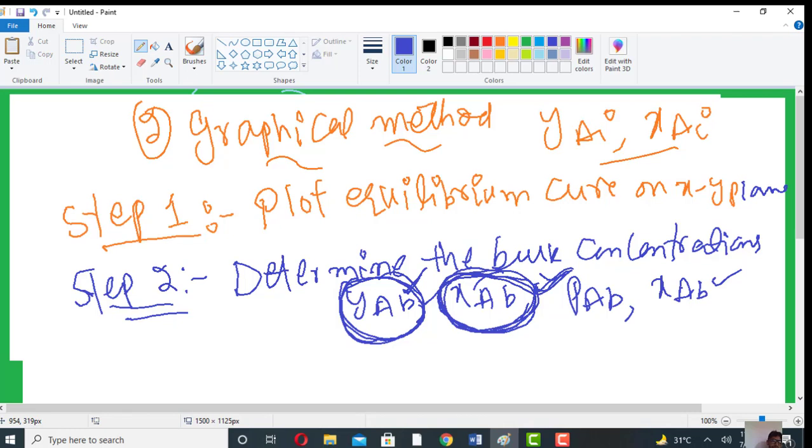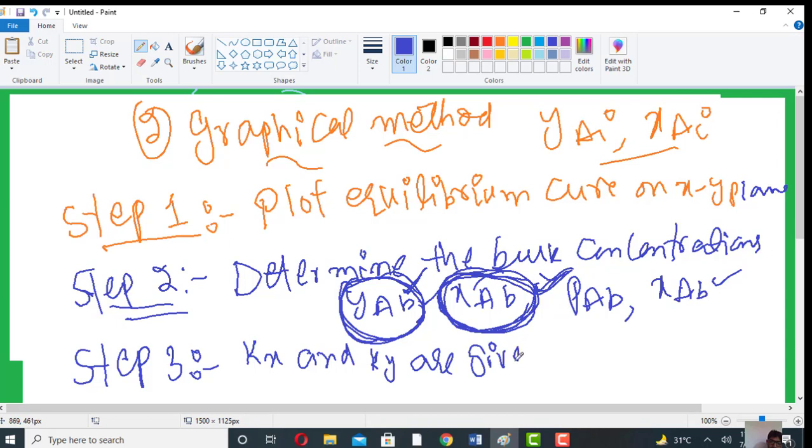Now the third step, step number 3. The kx and ky values are usually given to us. The kx is the mass transfer coefficient on the liquid phase basis. This is the mass transfer coefficient on the gas phase basis.